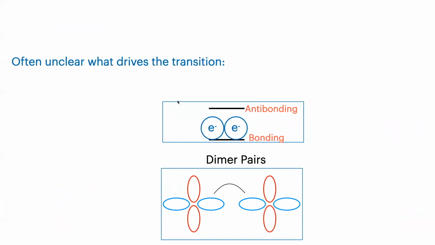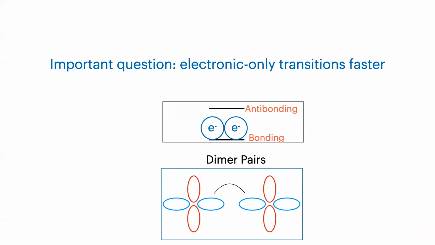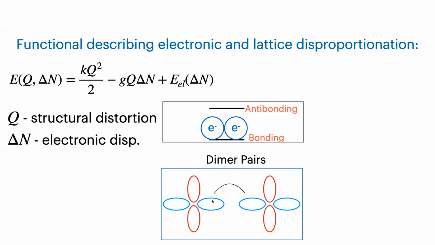It's often unclear what drives the transition when you have a coupled lattice and electronic symmetry breaking mode, whether it's electronic or ionic lattice driven. And this leads to important questions, as you know, an electronic only transition would be faster and more efficient. And I think one way to think of this type of transition is by quantifying through an energy functional the effects of the structural distortion and the electronic disproportionation separately.